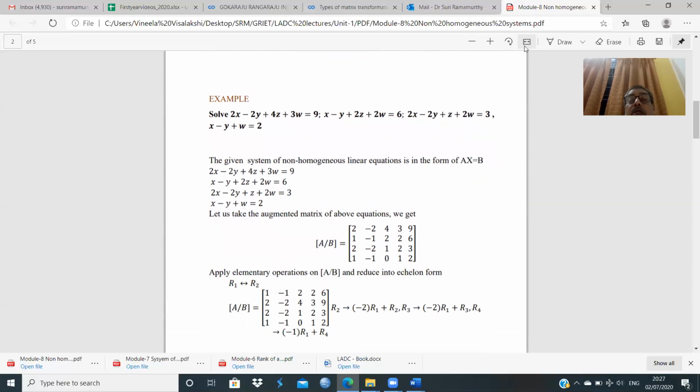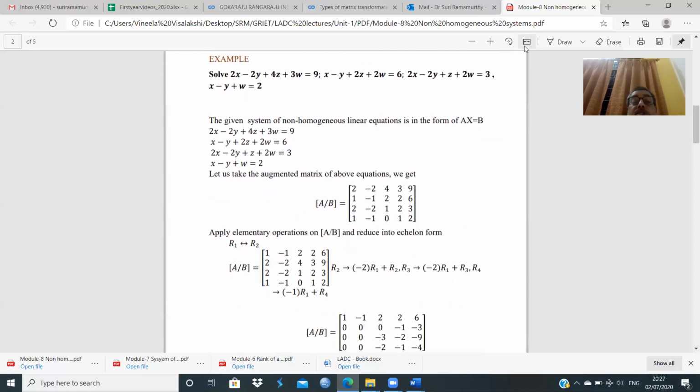To explain these cases, let us take a few examples. This system of equations has four decision variables x, y, z, and w, embedded in four equations. So we take these four equations and we first begin with the augmented matrix by concatenating the coefficient matrix with the right hand side constant vector.